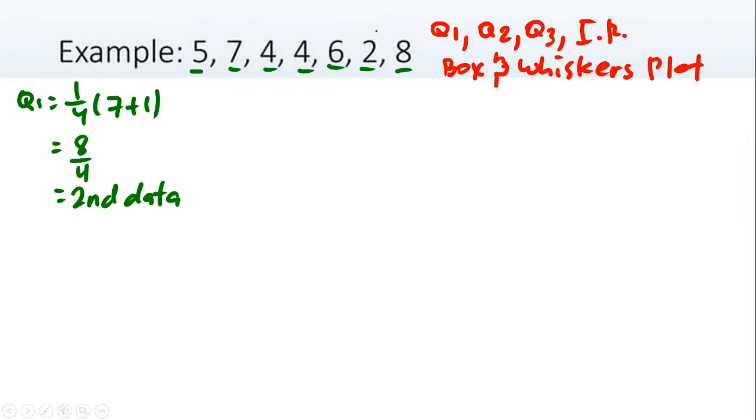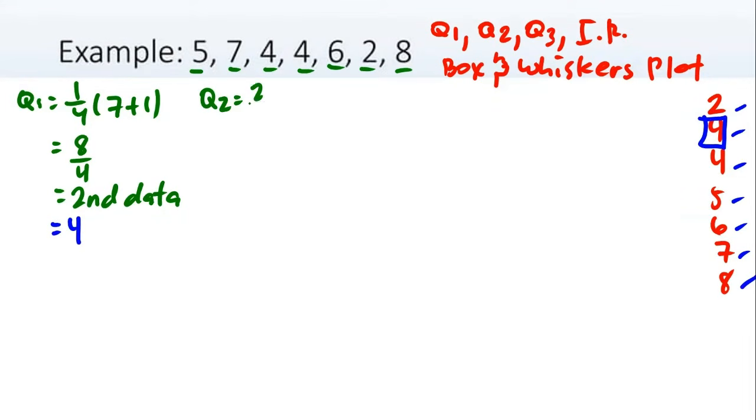Okay? Naka-arrange na ba yung ating data from lowest to highest? No. So i-arrange nyo. So, we have 2, 4, 4, 5, 6, 7, 8. So let's check. 1, 2, 3, 4, 5, 6, 7. Okay, so we have this. So ang pang-second na data natin ay yung 4 natin. So Q1 is 4.